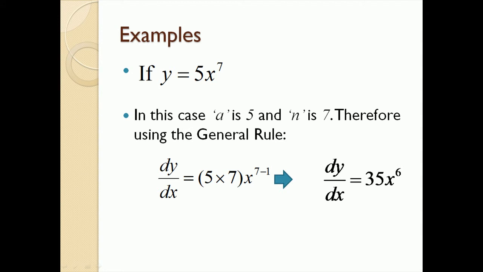Let us consider the first example. If y is equal to 5x to the power of 7, in this case a is 5 and n is 7. Therefore, using the general rule, that is, multiplying the power by the coefficient of x and subtracting 1 from the power, we obtain dy by dx, which is equal to 35x to the power of 6.